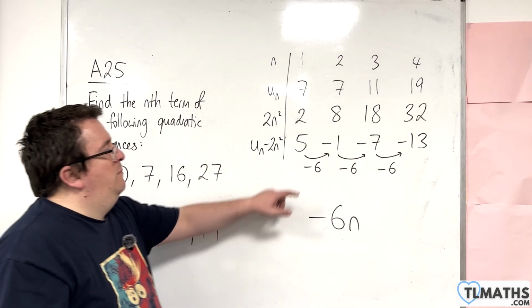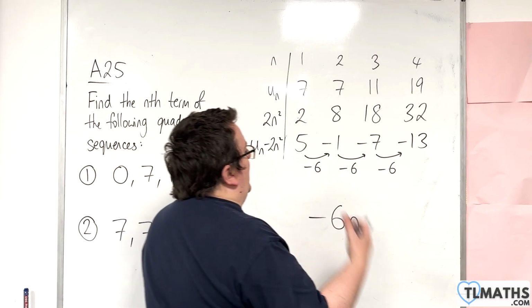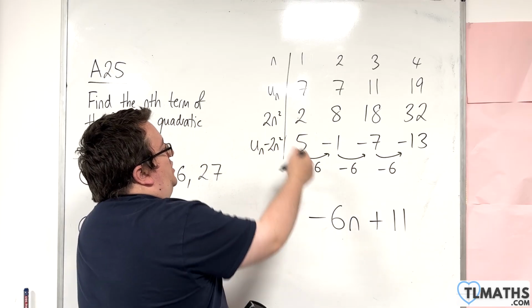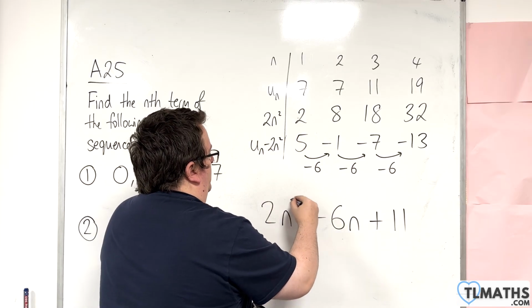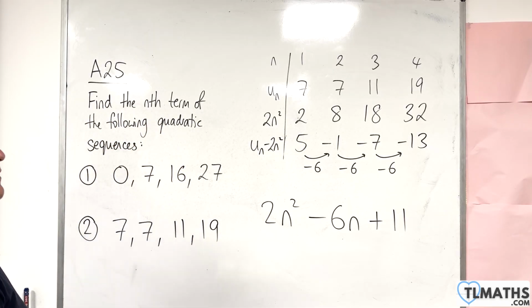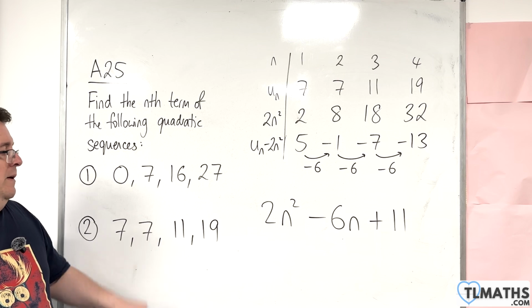Then how do you get from minus 6 to 5? I need to add on 11. And don't forget, we had a 2n squared as well. So 2n squared take away 6n plus 11 is the nth term for my second example.